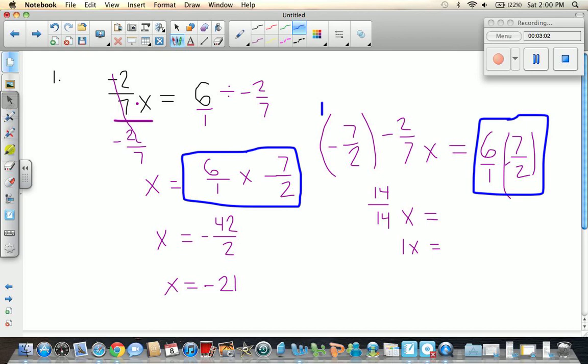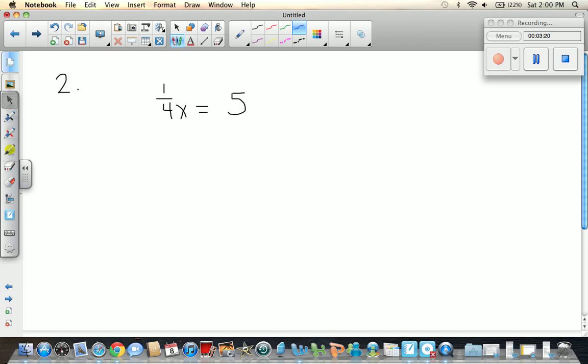So this was step 1 over here, multiplying by the -7/2, and on this problem it was really step 2 because I had to keep, change, flip. So it's faster to just use the reciprocal right away. So your answer, either way you do it, is x equals -21, but for the rest of the video I'm just going to multiply by the reciprocal.